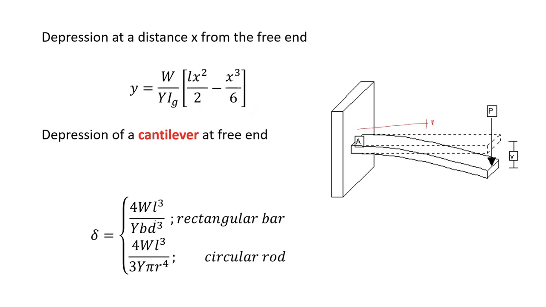And the depression at the free end for a rectangular bar is given by 4 WL cube divided by YBD cube, and that of a circular rod is 4 WL cube divided by 3Y pi r to the power 4. Here W is the weight which is hung at the free end.